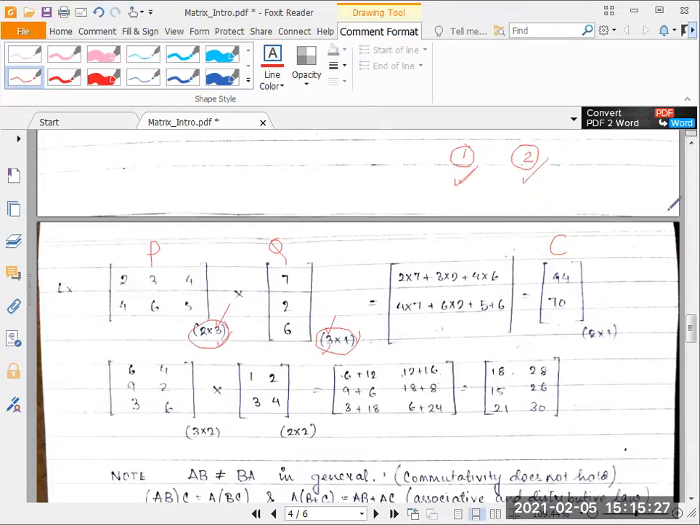Now we need to decide what will be the dimension of the resultant matrix if we multiply these two matrices. The dimension of P is 2 cross 3, that is, it has 2 rows, and the dimension of Q matrix is 3 cross 1, that is, it has 1 column. So the resultant matrix will have the number of rows equal to the first matrix and the number of columns equal to the second matrix. So that will have 2 rows and 1 column. Let me just mark that properly. It has 2 cross 1 dimension. That means we need to find out 2 elements, this element and this element.